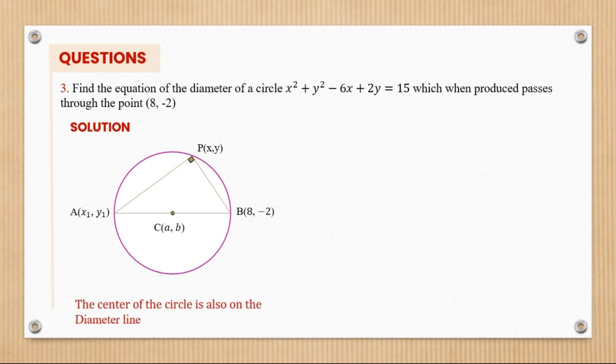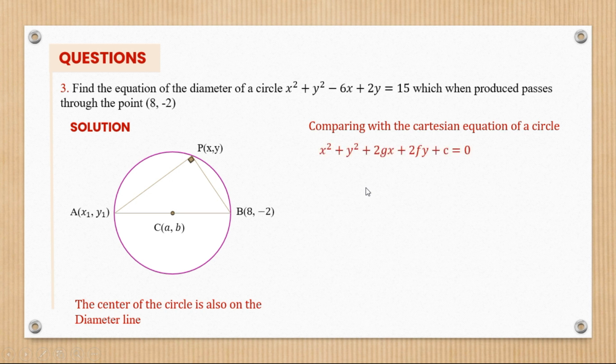So first of all, we can remember the center of the circle is also on the diameter line. So we're going to take advantage of that knowledge. The first step shall be to find the coordinates of the center of the circle. And since we already know the point B, we shall use that knowledge together and find the equation of this line, which shall eventually be the equation of the diameter. So now let's compare with the Cartesian equation of a circle.